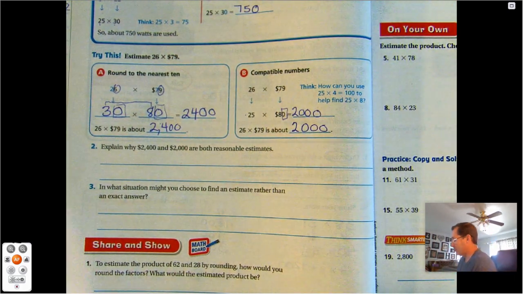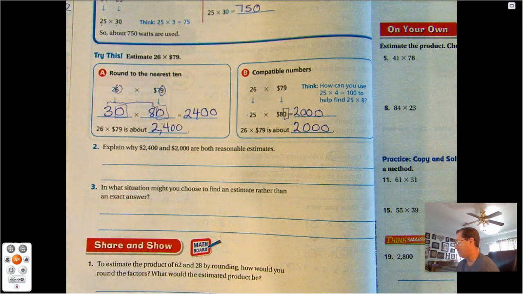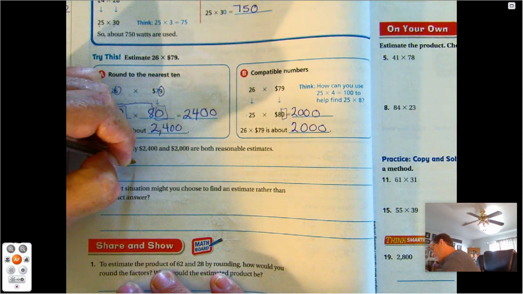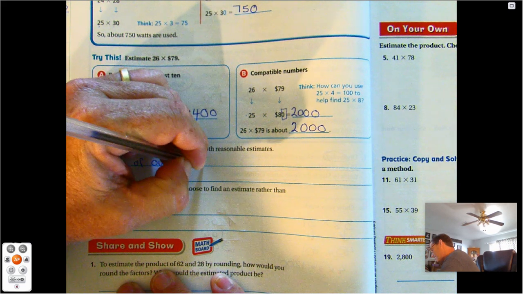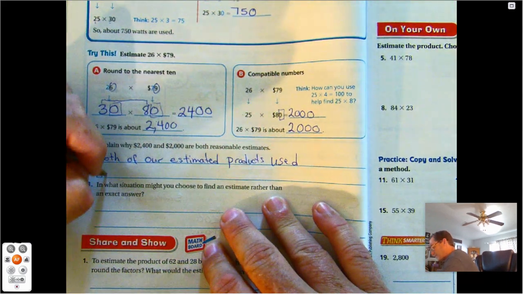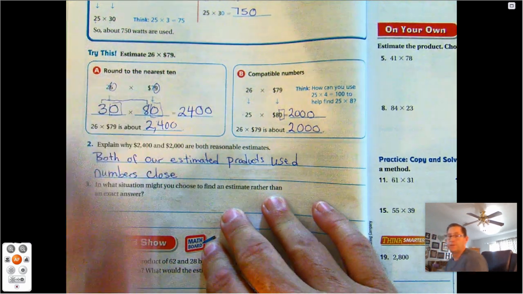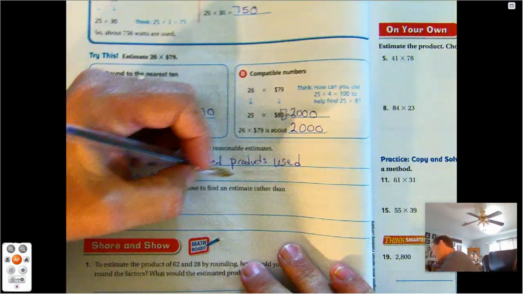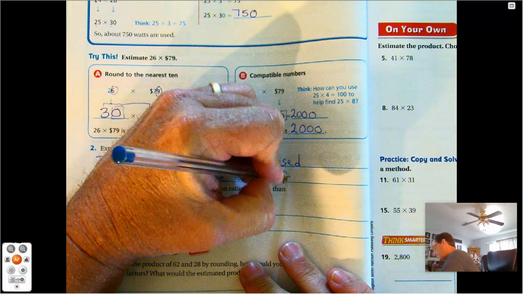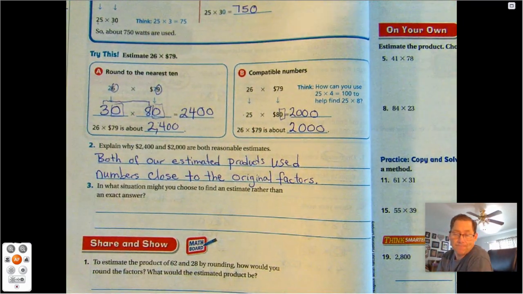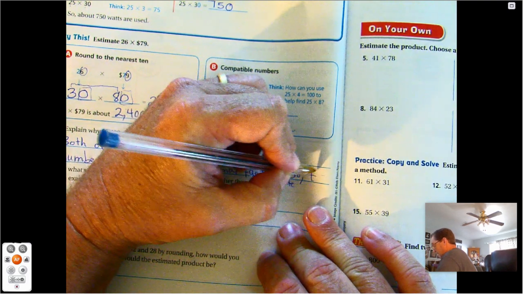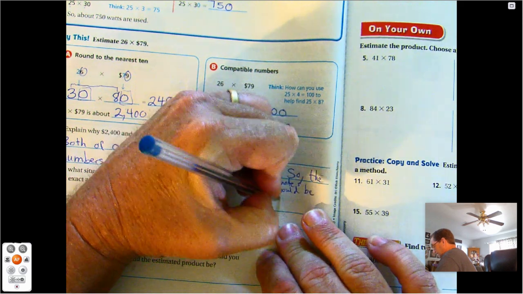So now number 2 says, explain why 2,400 and 2,000 are both reasonable estimates. Well, both of our estimated amounts use numbers close to the original numbers or to the original factors. Okay. And so basically, the estimates would be reasonable.